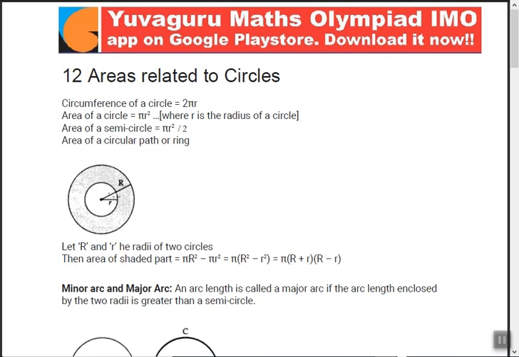Then area of the shaded part is what? Bigger circle area means pi R square capital minus smaller circle area pi r square small equals pi common, and R square minus r square. You can use this formula now, a plus b into a minus b, and you get R plus r into R minus r. Okay, so this is basically for the circular path.